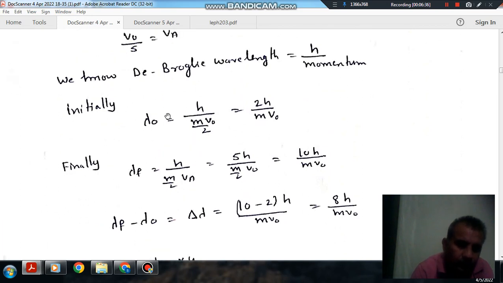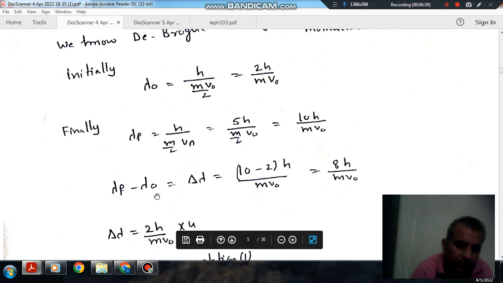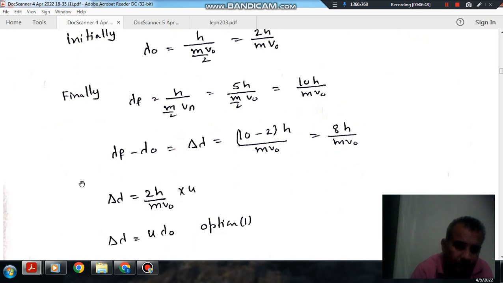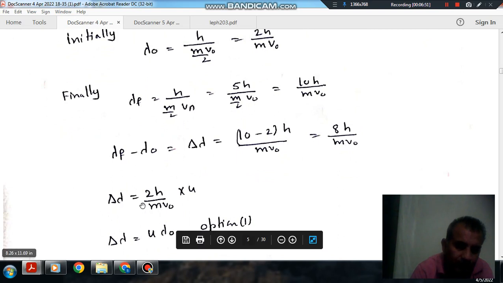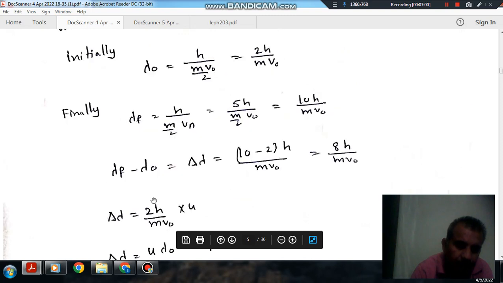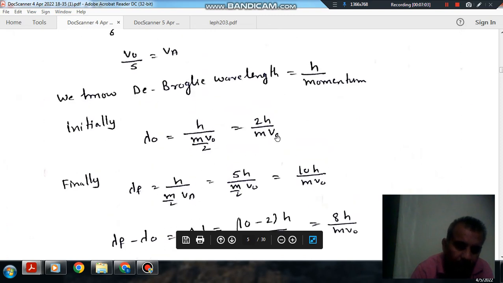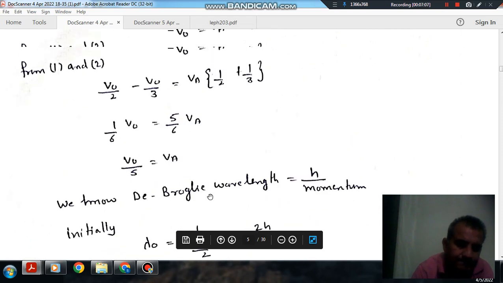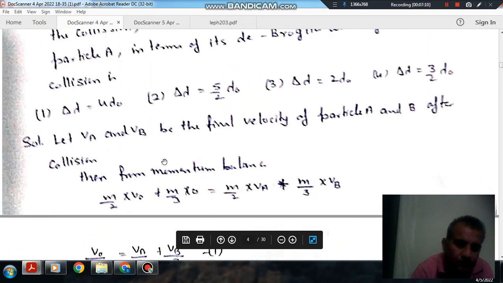So the change in de Broglie wavelength, delta lambda, is lambda final minus lambda naught, that is 10h by m v naught minus 2h by m v naught, or 8h by m v naught. Delta lambda is equal to 2h by m v naught into 4. As lambda naught is 2h by m v naught, delta lambda is 4 lambda naught. So option 1 is the right answer.